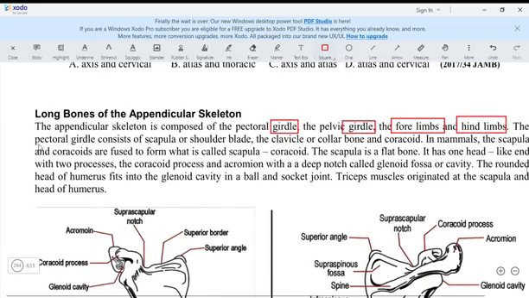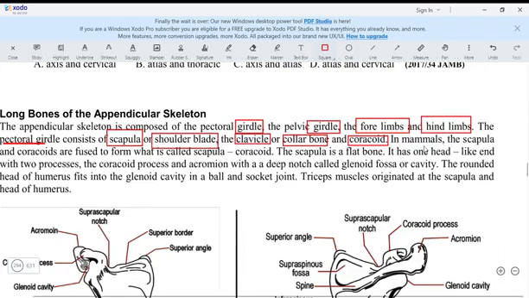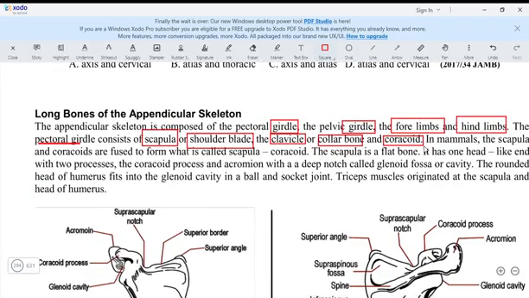So from the pectoral girdle, as I said, it's made up of the scapula. Another name for scapula is shoulder blades. Then we also have what we call the clavicle or collar bone. So the scapula and the clavicle, or collar bone. And we have another thing called coracoid. So they all make up the pectoral girdle. Now in mammals, the scapula and the coracoids are fused to form what is called scapulocoracoid.